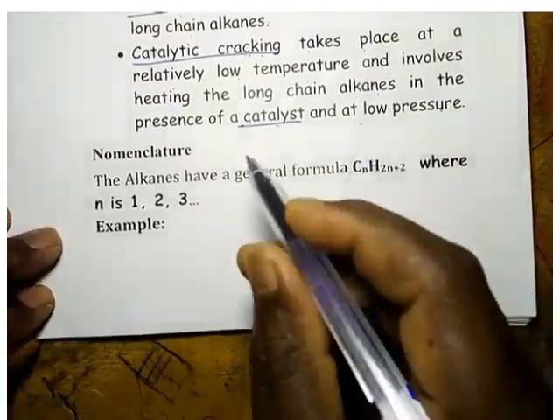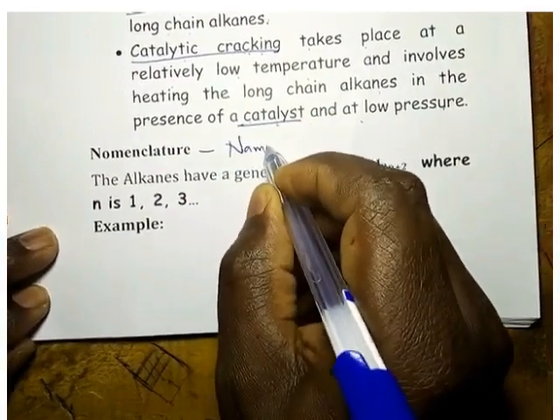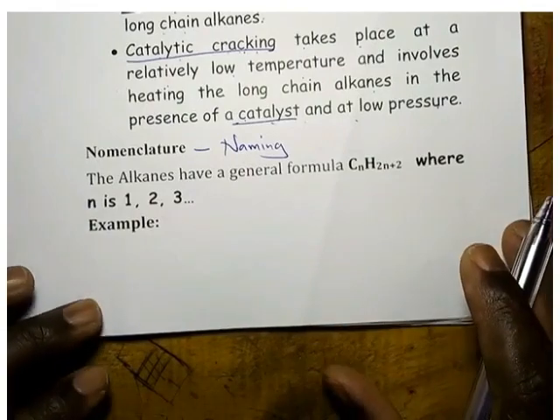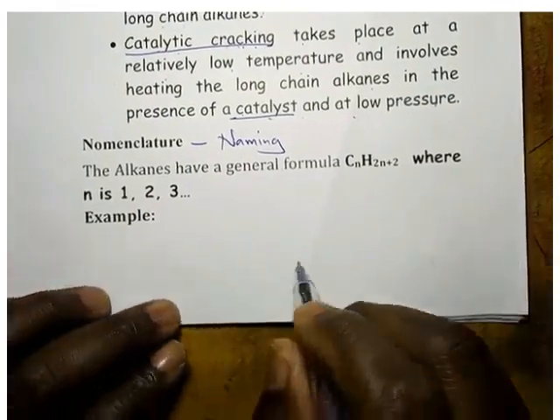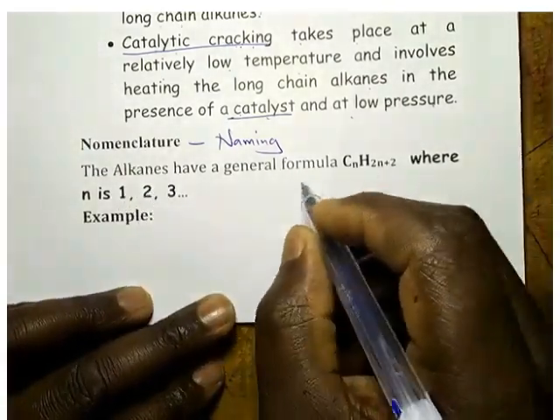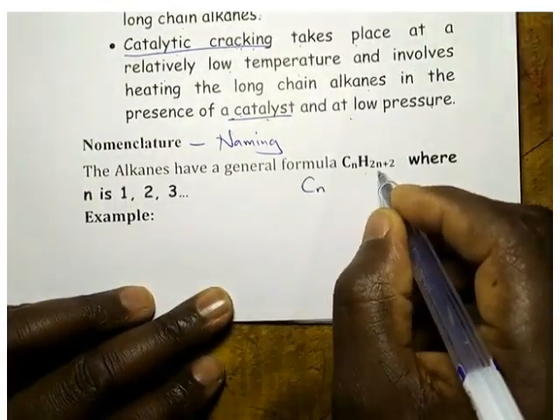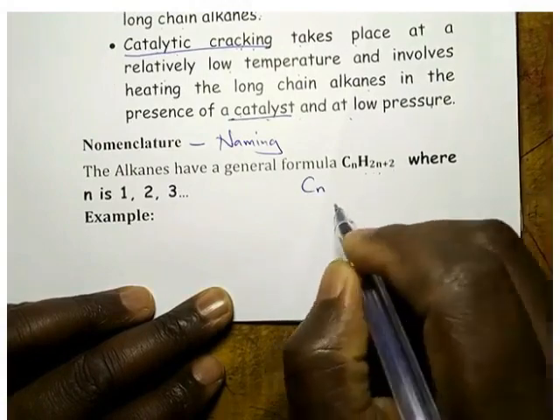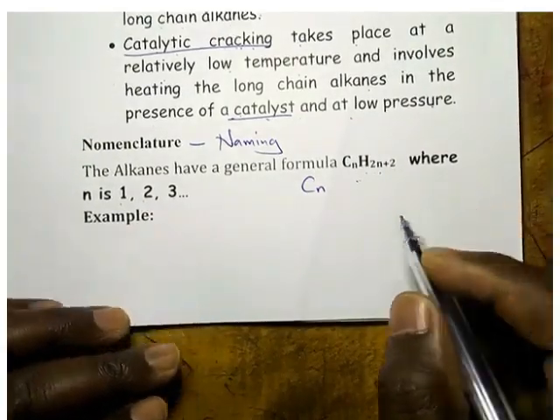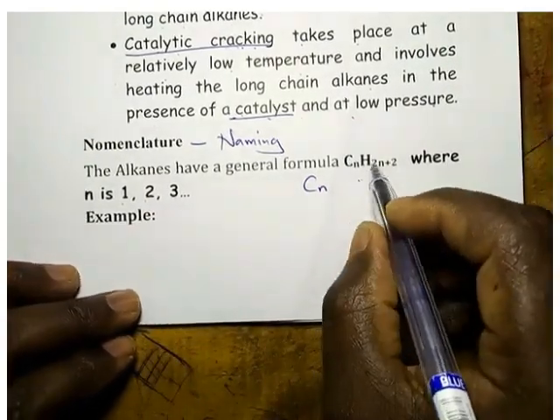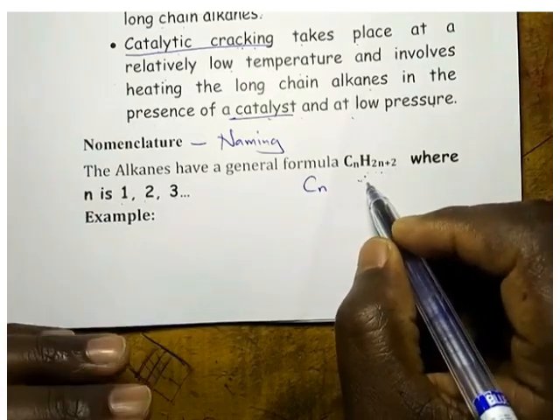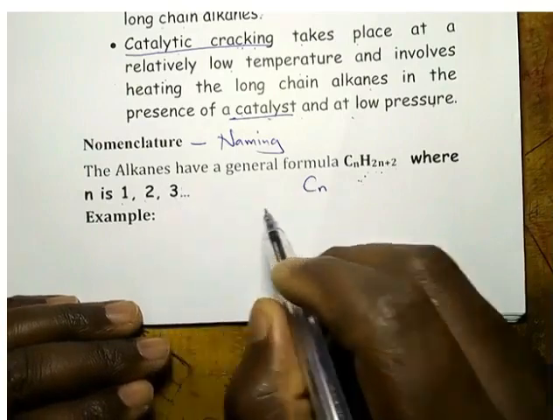Nomenclature means naming. So we want to start naming the alkanes. How do we name alkanes? We are going to see that, but because we are revising, I won't go into much detail. Alkanes have a general formula of CnH2n+2, where n is a number 1, 2, 3, 4, and so on. We are going to use this general formula to give the molecular formulas of the alkanes.